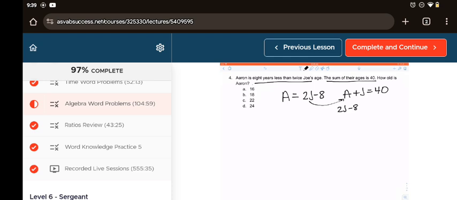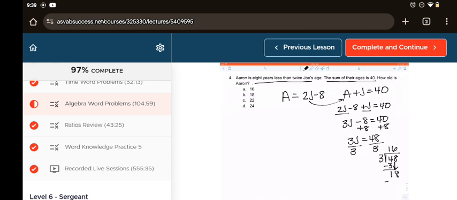We're going to put this over here. So 2J minus 8 plus J equals 40. 2J plus J is 3J minus 8 is 40. Plus 8, because we really want to isolate that J. 3J equals 48. Divide by 3. 3 goes into 48. 3 goes into 4 one time. 4 minus 3 is 1. Bring down that 8. 3 goes into 18 6 times. 18 minus 18 is 0. So J equals 16. Now, does that mean my answer is 16?